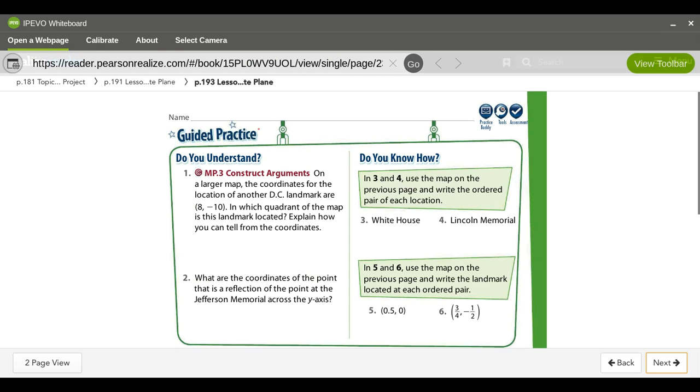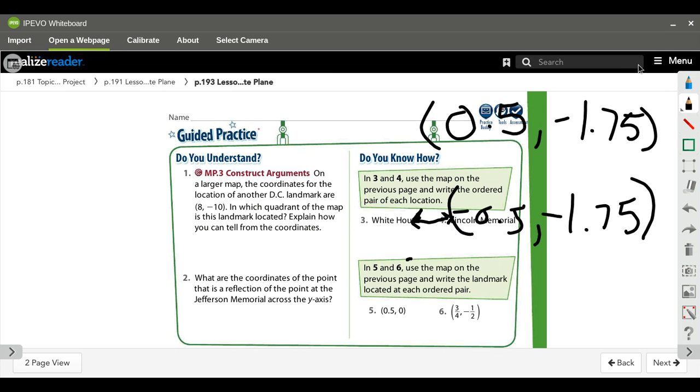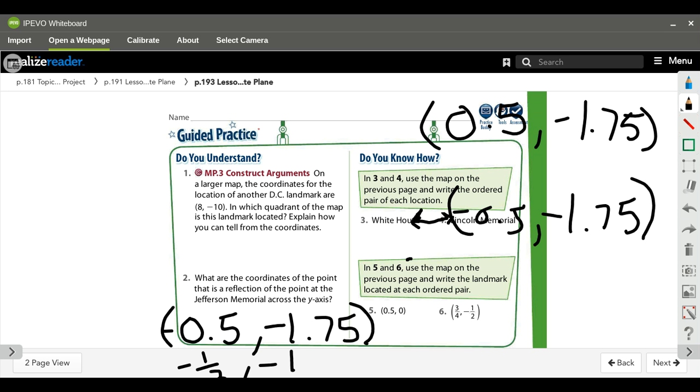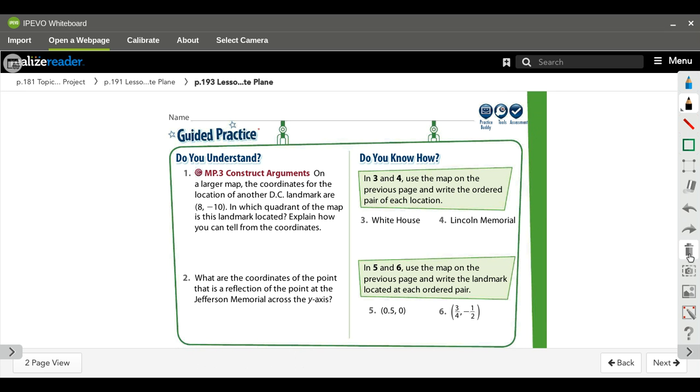So for question number 2, you can write it either way. You'll write it as a decimal or as a fraction. So my answer is going to be -5/10 and -1 and 75/100, or -1/2, -1 and 3/4.